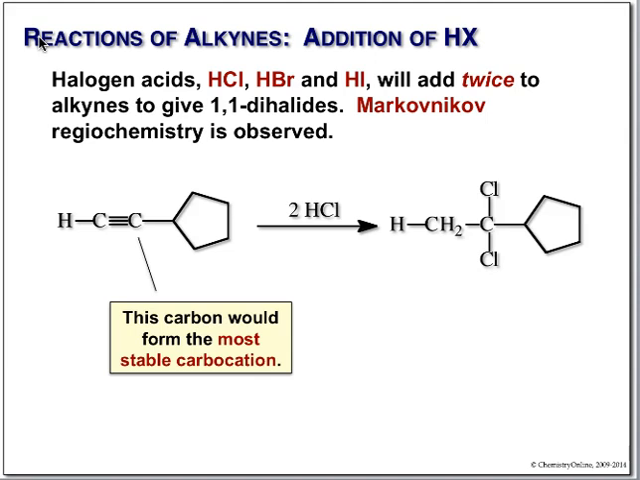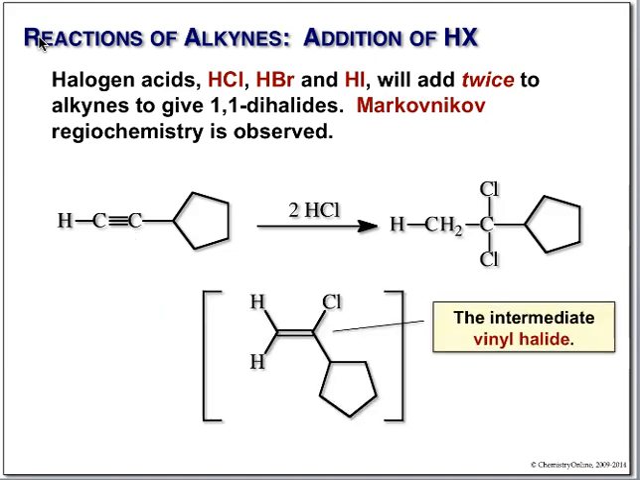Well, the secondary one, obviously. The secondary one is the most stable carbocation. You remember that. Primary carbocations would be less stable. So therefore, when we add HCl, it's simply going to add to this carbon, just like it did with alkenes. What we do is we form this intermediate, called a vinyl halide. Trivial name for the double bond is vinyl. So this is a vinyl halide.